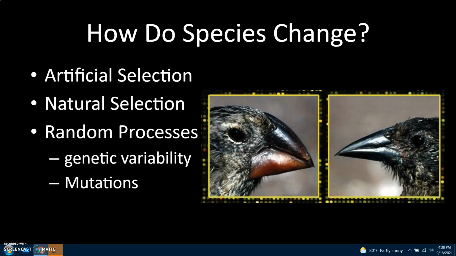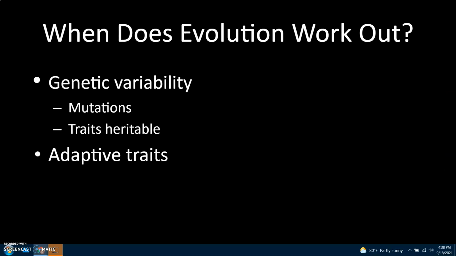And these are some of the things that go into that. This is just looking at a couple of finches and some changes that they adapted to, having a common ancestor, but based upon wherever they live, they have different adaptations. Okay, so when does evolution work out?